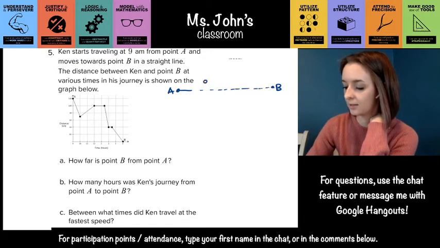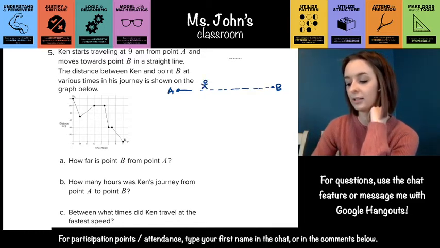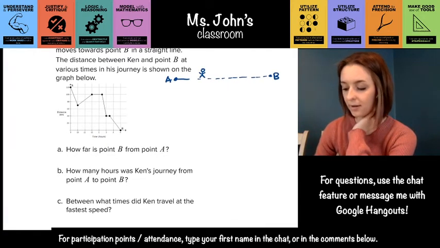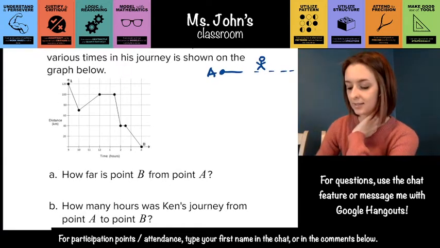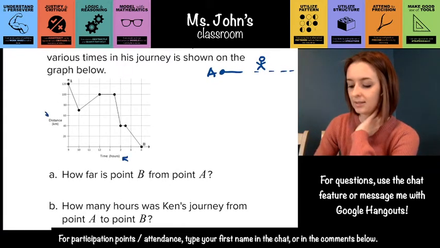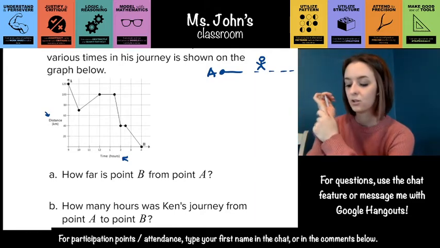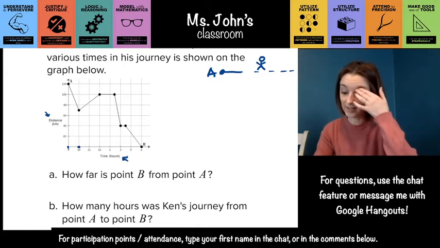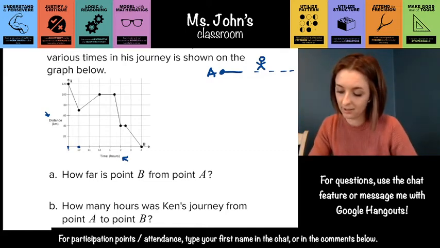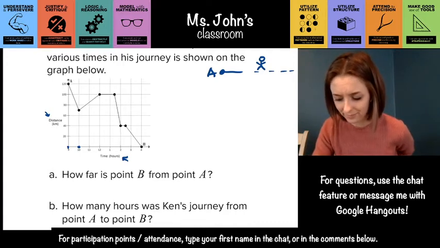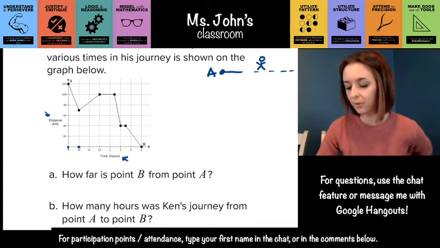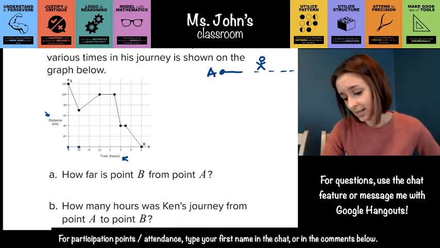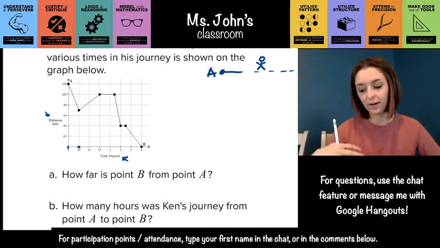And Ken is traveling on this straight line between point A and point B. The bottom axis is time, the independent axis, and the vertical axis is distance. From 9 a.m. to 10 a.m., he goes quite a distance. He starts 120 kilometers away from point B, and at the end of that hour he's only 60, 70 kilometers away from it. So he goes pretty far in that first bit.